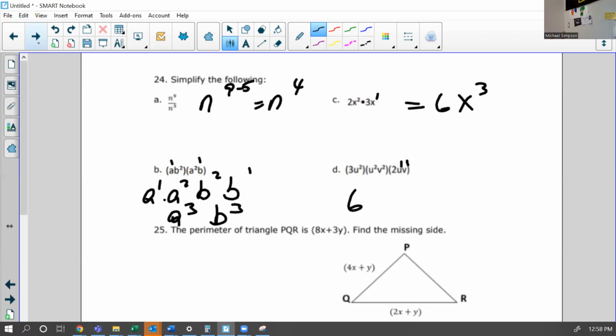And for the u's now, let's group them. I'm going to have a u squared, a u squared, and a u to the 1. And then we're going to have a v squared and a v to the 1. And that's just going to give me 6u to the 5th and v cubed. Is that what I have? Yes.